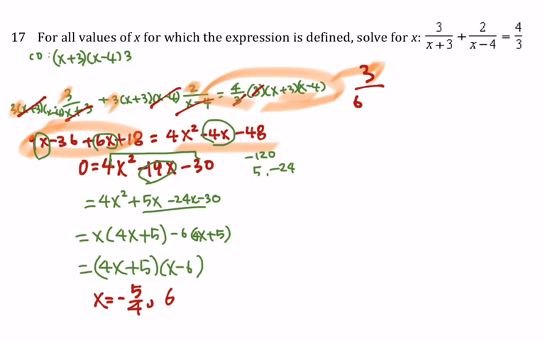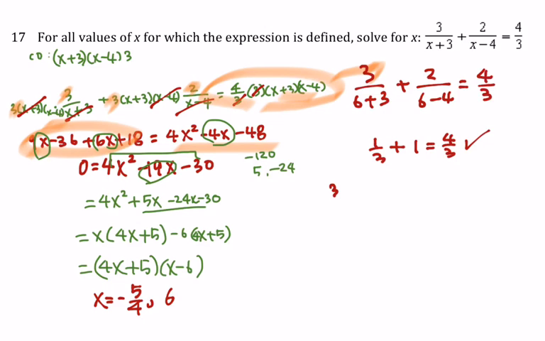Now we need to check. So I'm first checking 6 here, plugging in 6, and then see if we get 4 over 3. Now the first one is 1/3, second one is 1, and we realize that that works out. How about the second one?